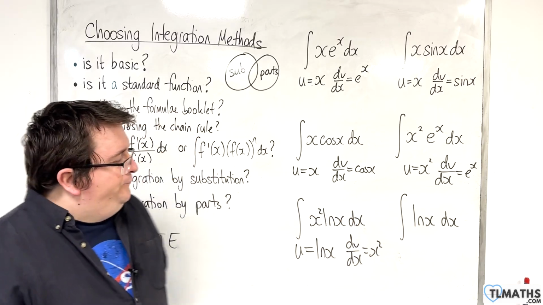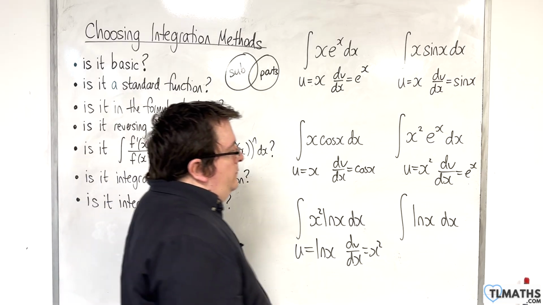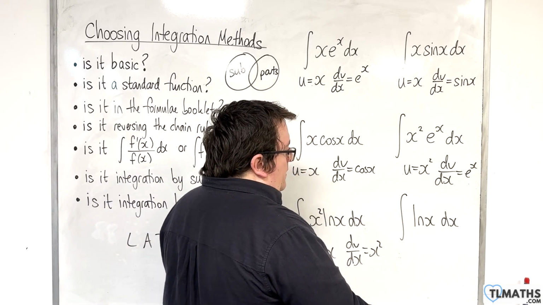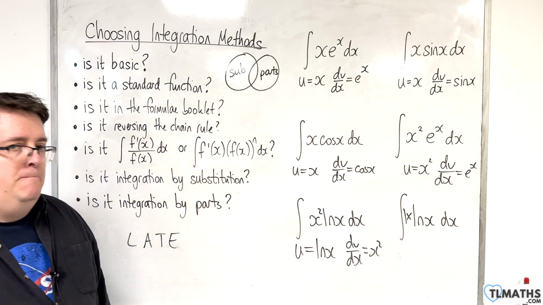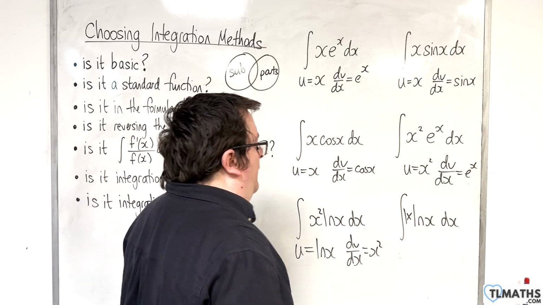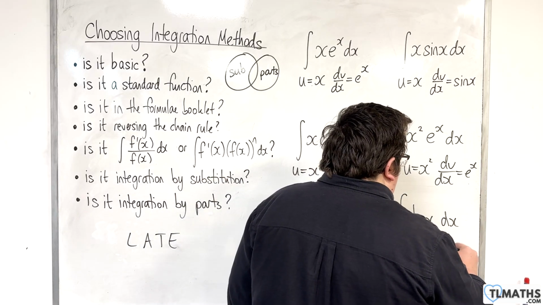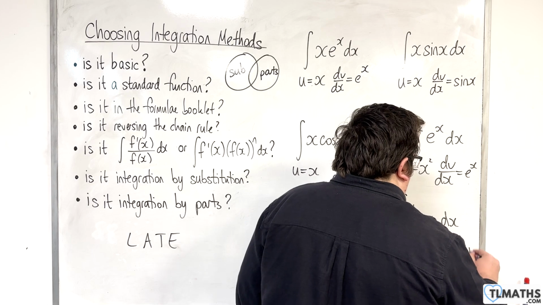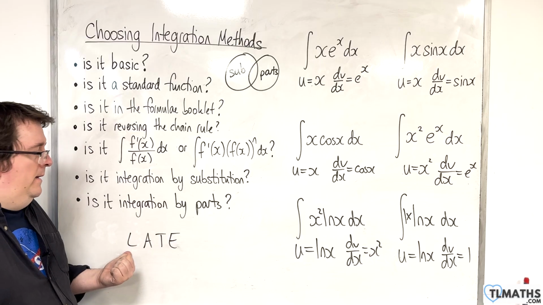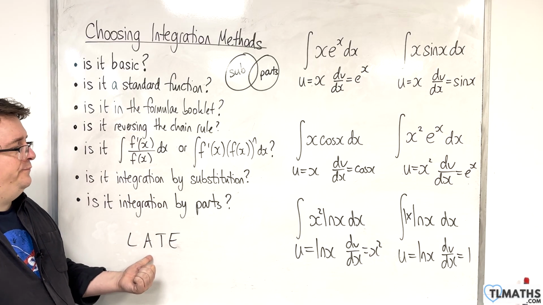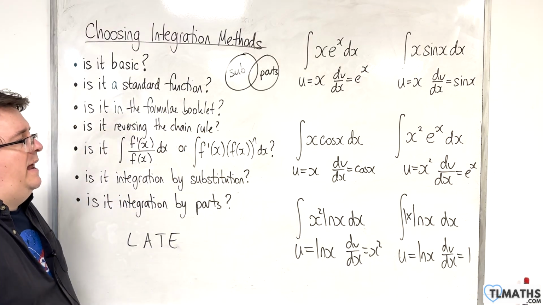Now this last one, integral of log x dx, the trick is to remember to write that as 1 times log x. By writing log x as 1 times log x, you can then say, well, u must therefore be log x, and dv by dx is equal to the 1. So using the late rule, the log x is your log, and the algebra is the 1. The algebra doesn't get picked as u, and so that has to be the dv by dx.